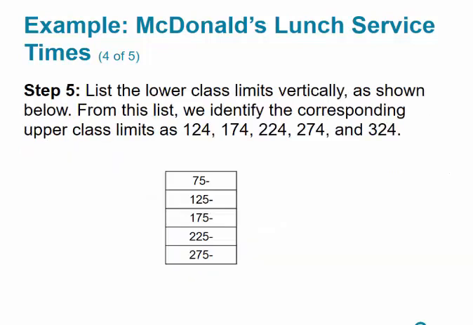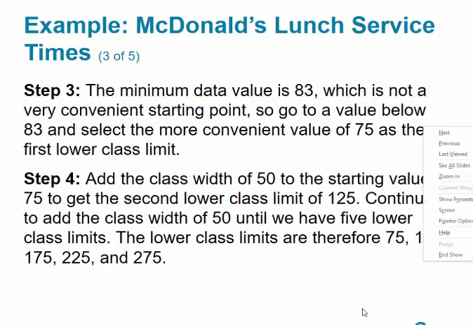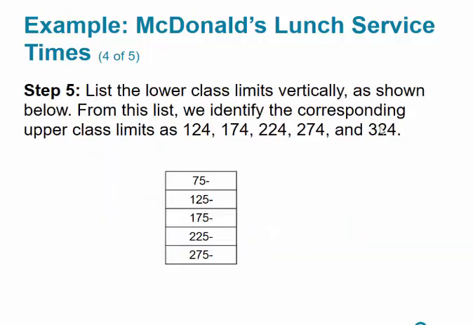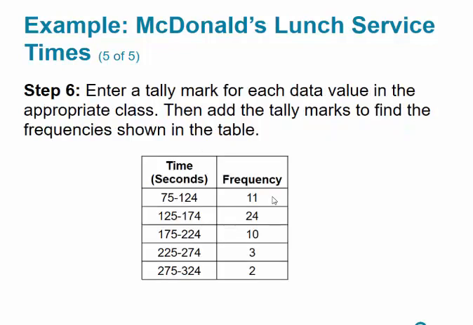So we're going to list the lower class limits vertically as shown, and then we're going to create our upper class limits. If you notice, what happens here is we simply subtracted 1 from each of the classes. Now, what they failed to tell you here is that they added 50 to get to the next one, right? The 324 or the 325, if you will. So my first class is going to be from 75 to 124. My second class is going to be from 125 to 174, and so on and so on. And this is what we have here.